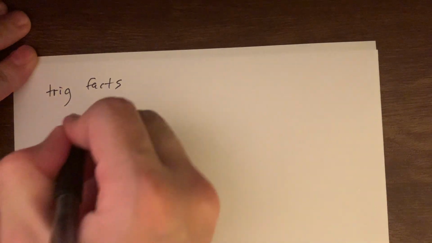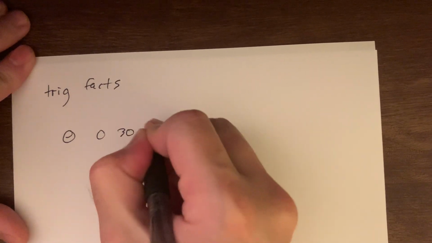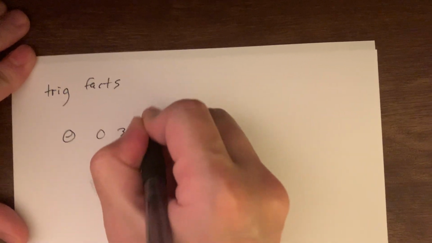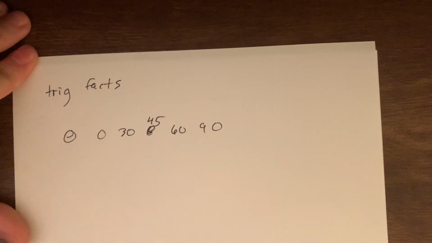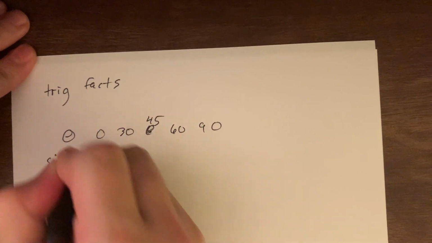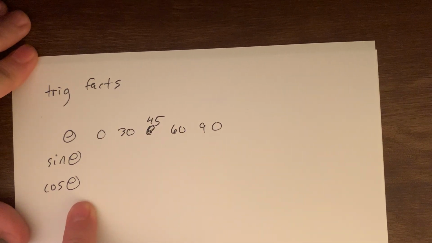So first thing, trig facts. The first thing I'm going to do is make a reference angle table. I'm going to look at theta as my angle, and I'm going to look at angles 0, 30 degrees, 45, 60, and 90. And I'm going to identify the values for sine and cosine at that angle.